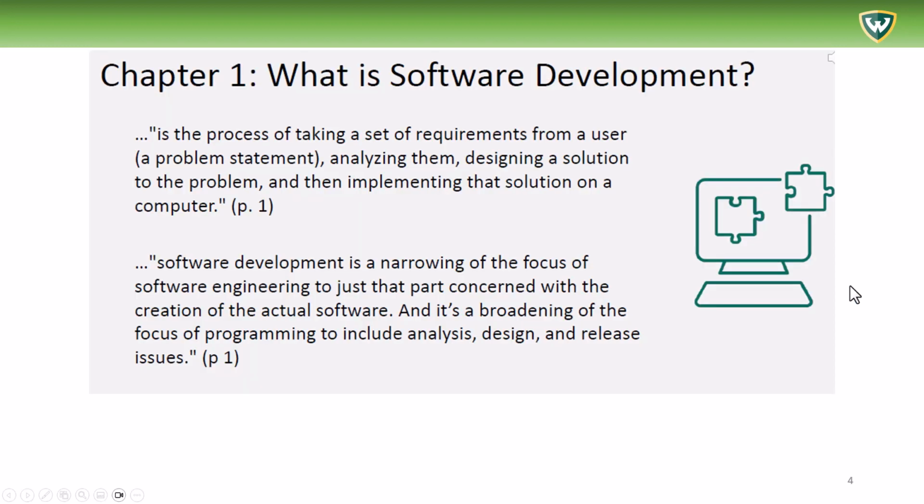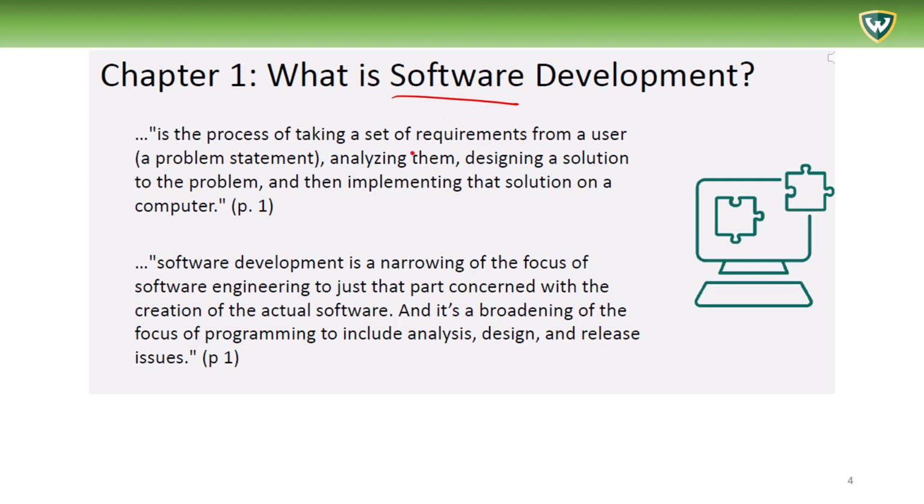So, what is software development? Software development is the process of taking a set of requirements from a user, a problem statement, analyzing them, designing a solution to the problem, and then implementing that solution on a computer. So we're talking about software development. Let's note here the word software, and we're not talking about hardware development or other kinds of engineering projects.